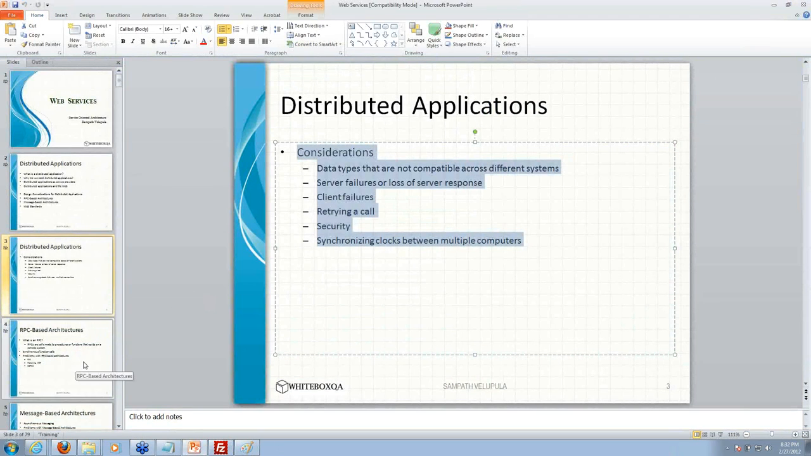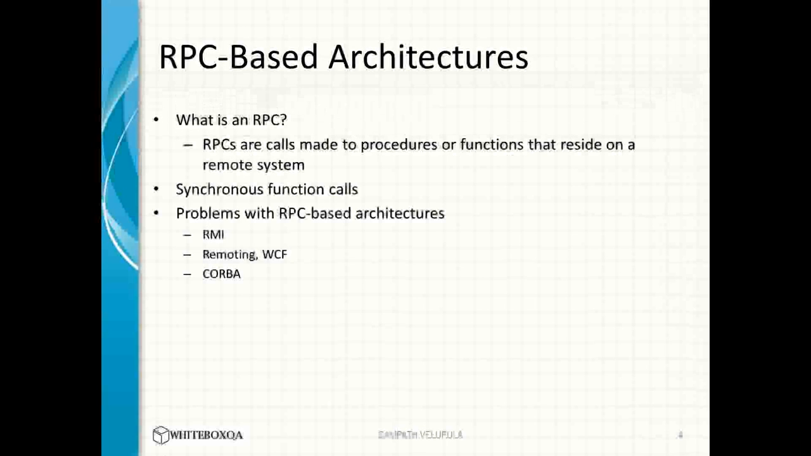All right, considerations. So these are all called RPC based architectures. What is an RPC? RPC, remote procedure calls. These are calls made to procedures or functions that reside on a remote system. They are all synchronous. Believe this. There are two kinds of calls: synchronous and asynchronous. Synchronous means I made a phone call to you. If you don't pick it up, what will happen? I can't talk to you. Right? Asynchronous, I left a message for you. You can check back sometime later and you can get back to me.